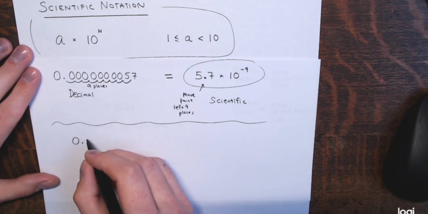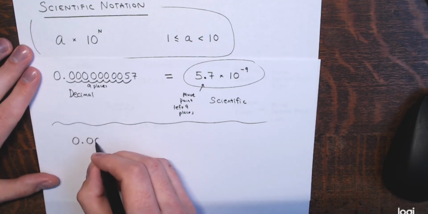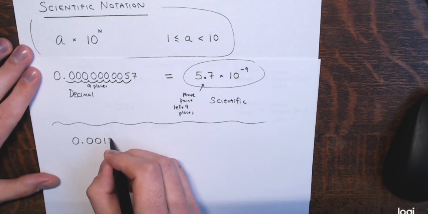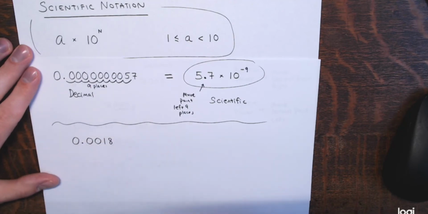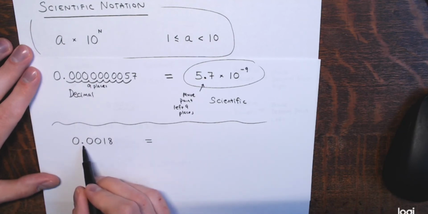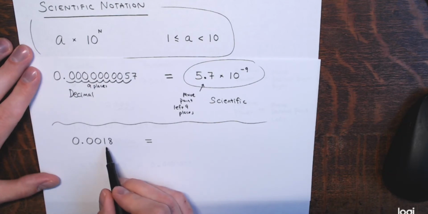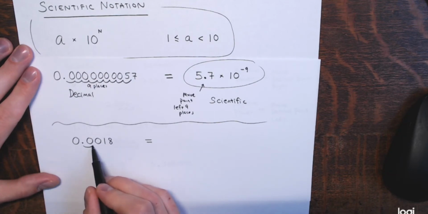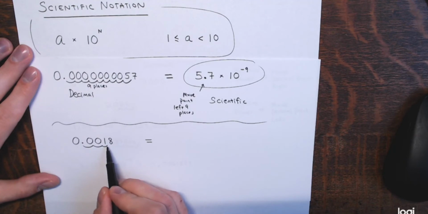0.0018. Right, this is 18 ten-thousandths. Again, this is in decimal form. Now, if I'm going to move the point until I get a number from 1 to 10, so here, no, here, no, here, yeah. If I move it there, it's going to be 1.8.